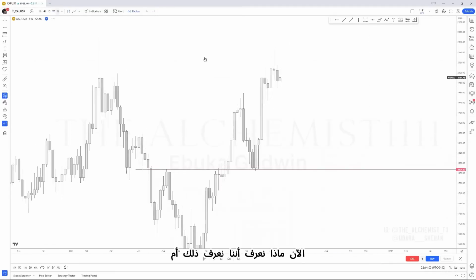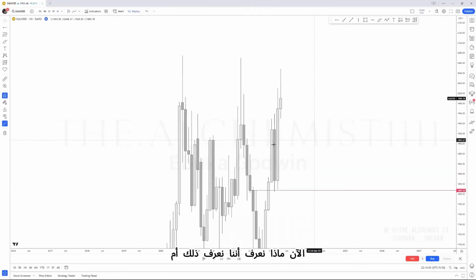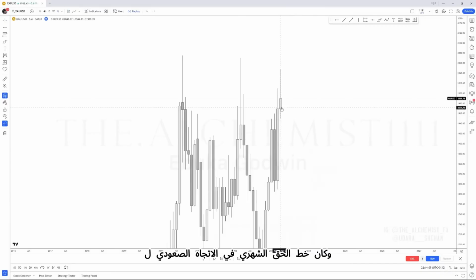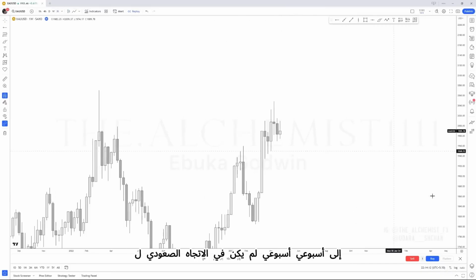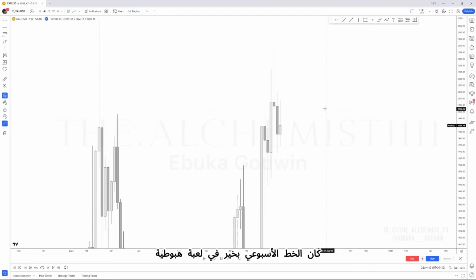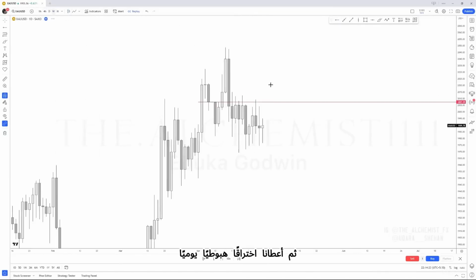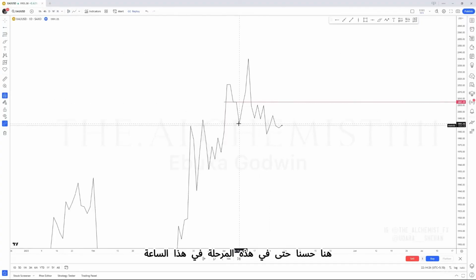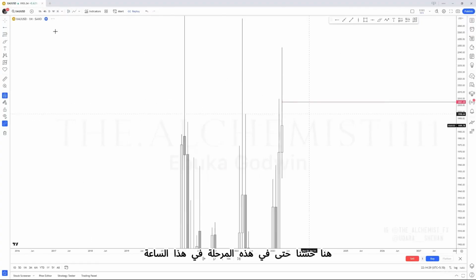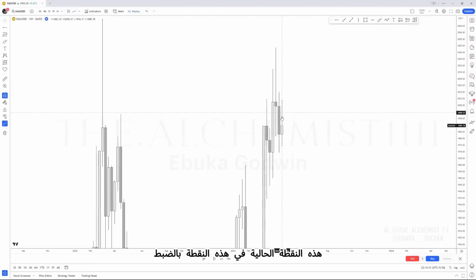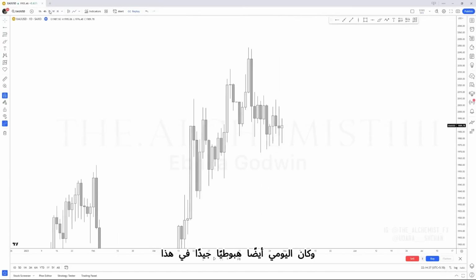So whatever, but now what do we know? We know that monthly was anyway in a bullish storyline. Now, if we go to weekly, weekly was not in a bullish storyline. Weekly was in a bearish storyline that started here. Can you see that? Weekly rejected a weekly resistance, and then daily gave us a bearish breakout here. So at this exact point, monthly was bullish, weekly and daily were bearish.